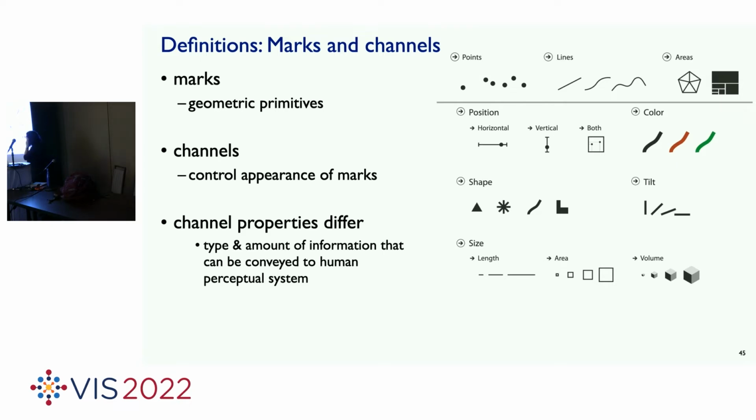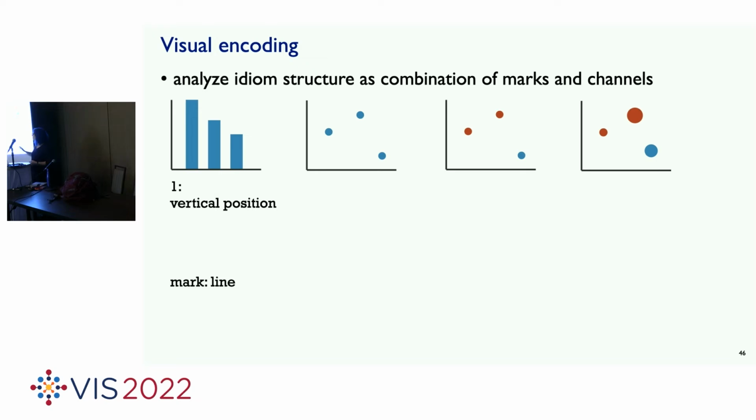Now, what's tricky is not all channels are created equally. There's different amounts of information that you can read out of these channels, and they convey different types of information to humans through our visual system. So let's just start with the basics. What's going on in the bar chart? Well, we're using vertical spatial position to convey a quantitative attribute. So we're using a line as a mark.